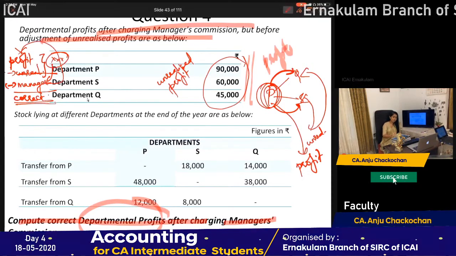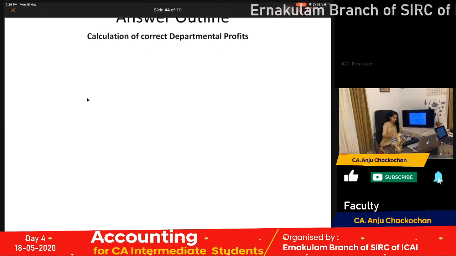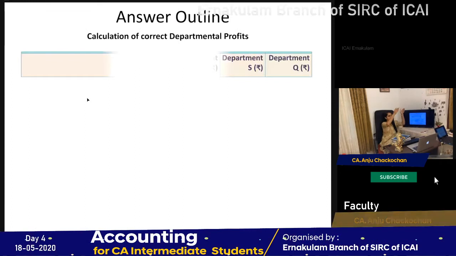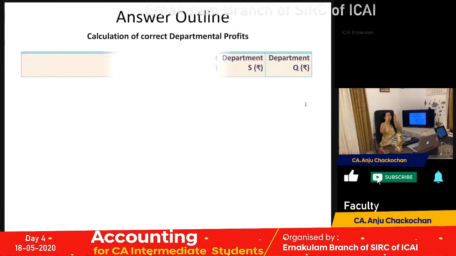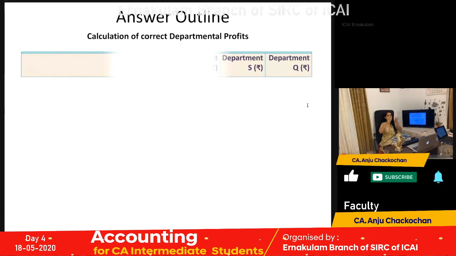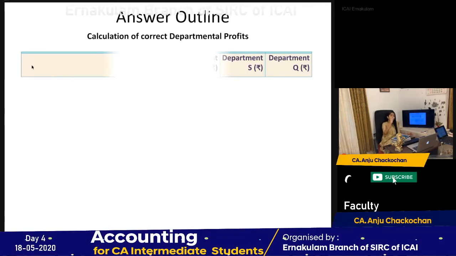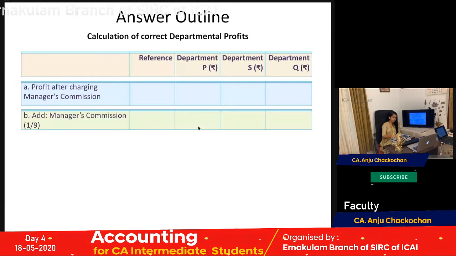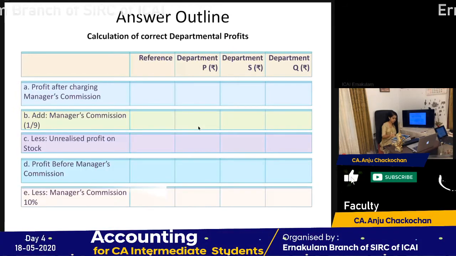And let's see the answer outline, so that you can use your scale and pencil and draw the answer outline. See, we just have to compute the correct departmental profits. So how will it be? We have the particulars column, we'll have the reference column, and we'll have it for the three departments P, Q, and S, and that is it. We just have 3 plus 2, 5 columns. Okay. So yes, here we go. Just take the outline of it, students. Yes, this is the outline. We just have to fill in figures over here.